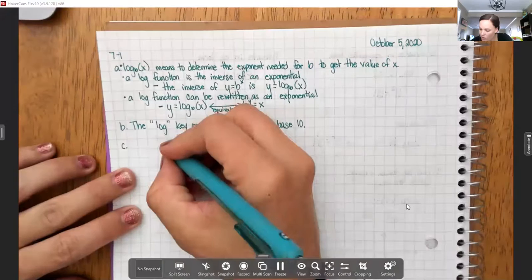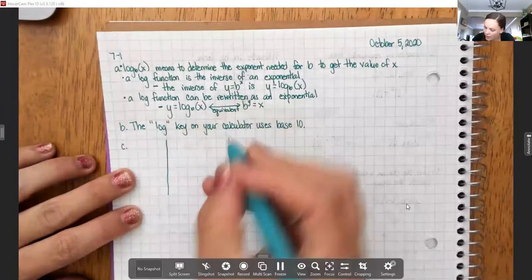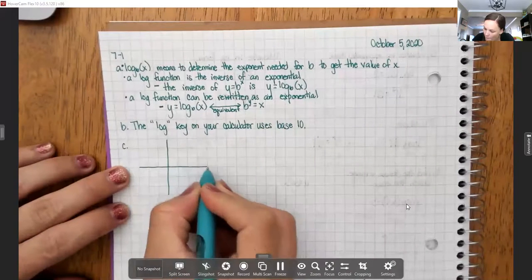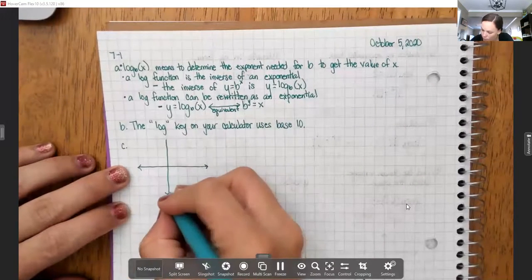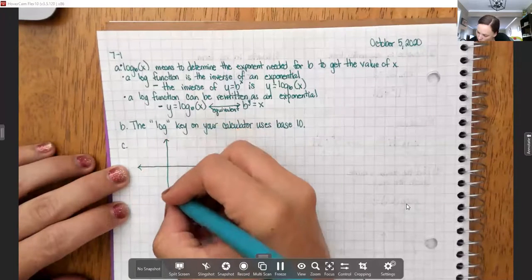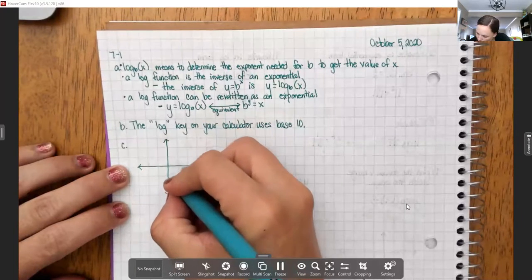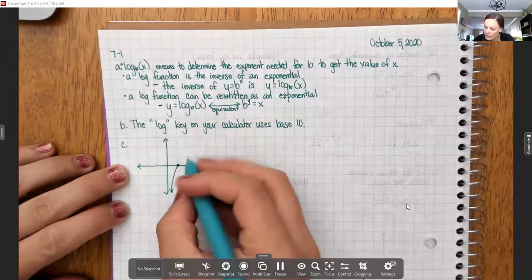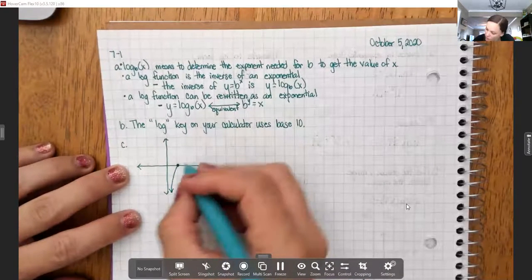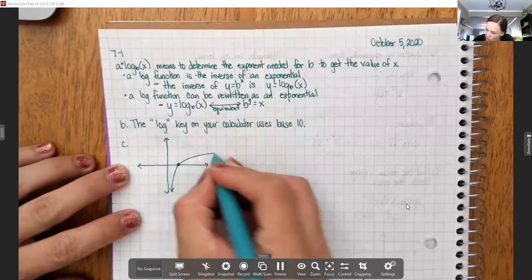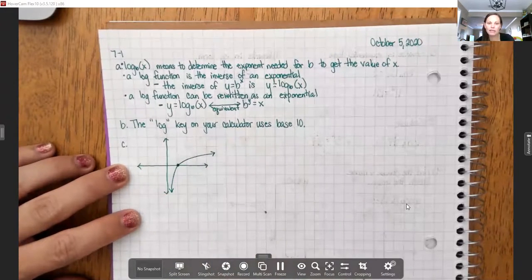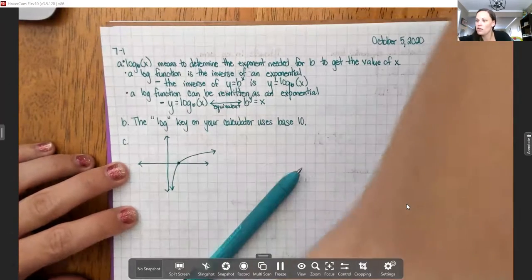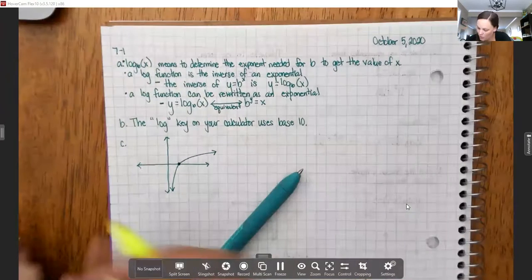And then it says kind of what does a log graph look like? So we know it goes to that point 1, 0, unless it's shifted. And then we have our asymptote here. I'll draw that in just to remind you.